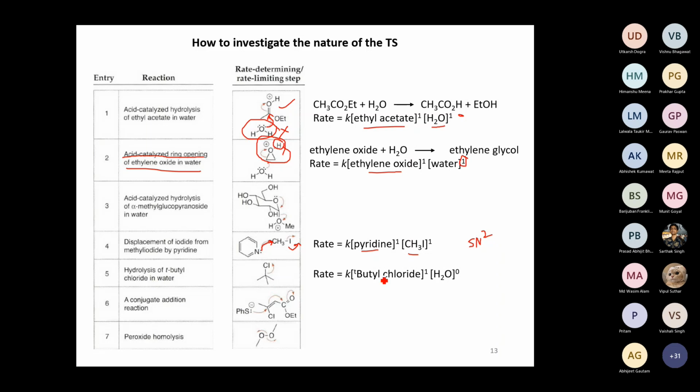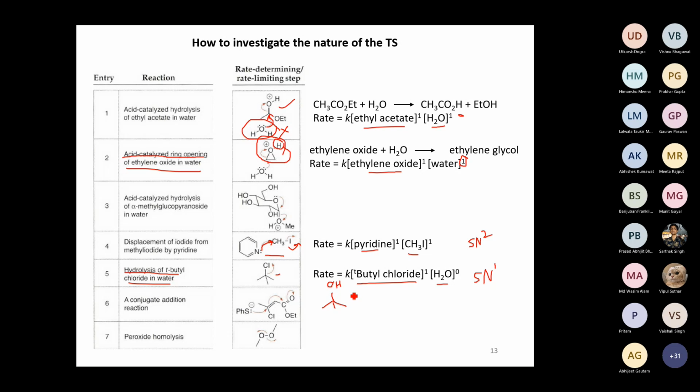Okay, the fifth one is, I think, probably the same example, an SN1 type of reaction. This is the hydrolysis of t-butyl chloride in water. So if you take t-butyl chloride plus water, what will be the product? You are getting t-butanol. I think we discussed this before. The rate is first order with respect to t-butyl chloride, but zero order with respect to water. So this is not a concerted process with water attacking like this. This is a similar type of SN1 reaction.